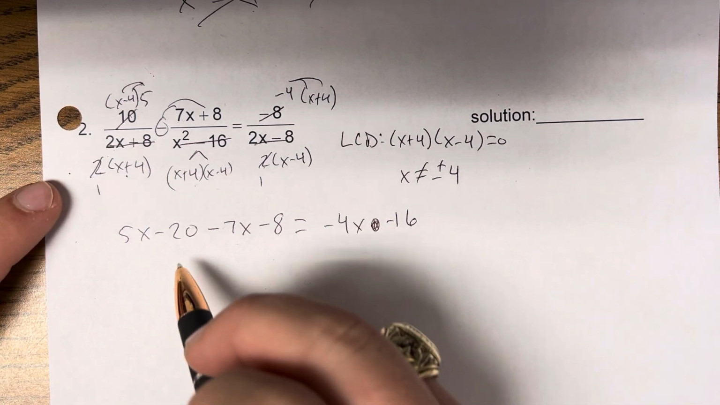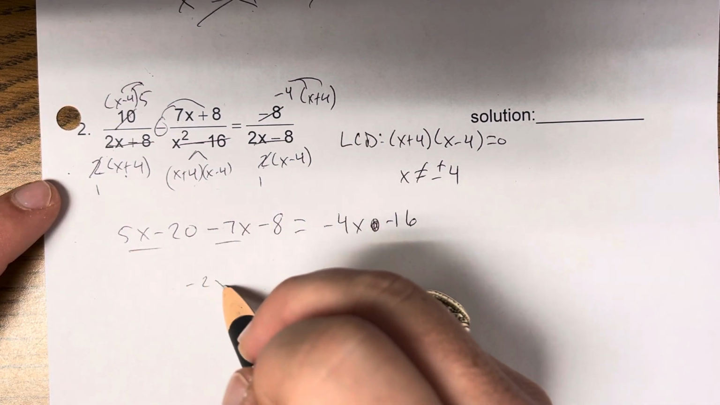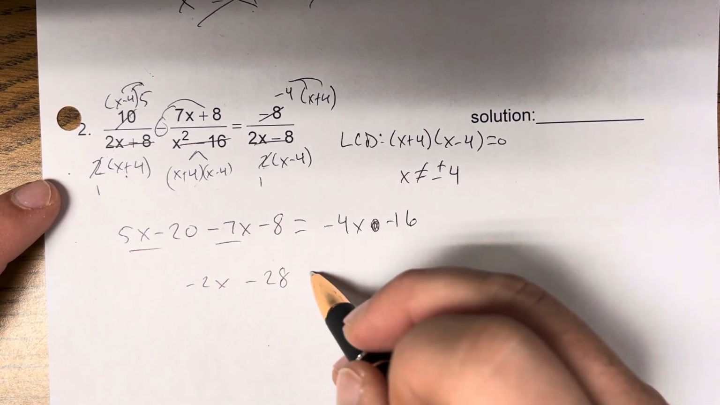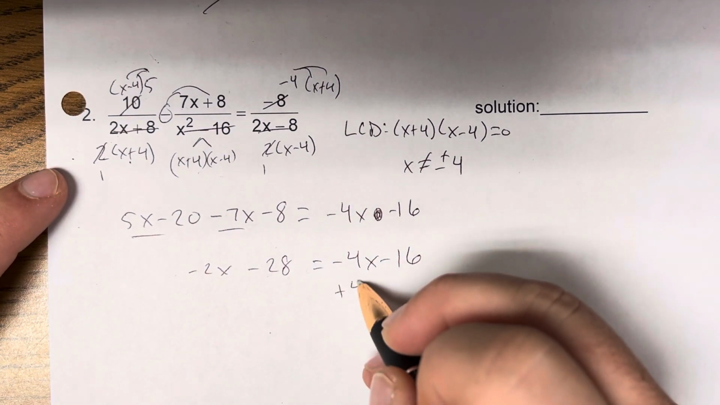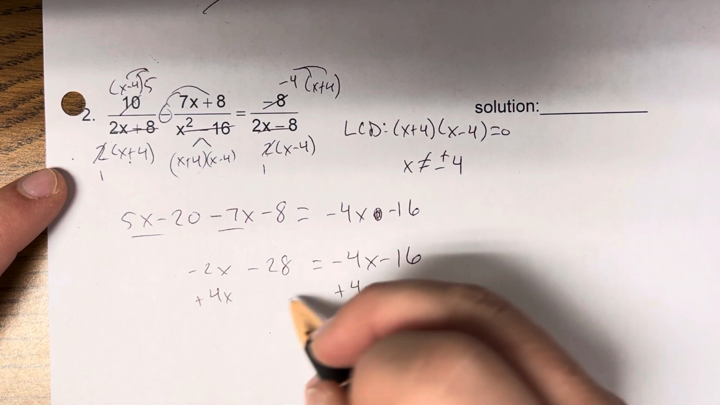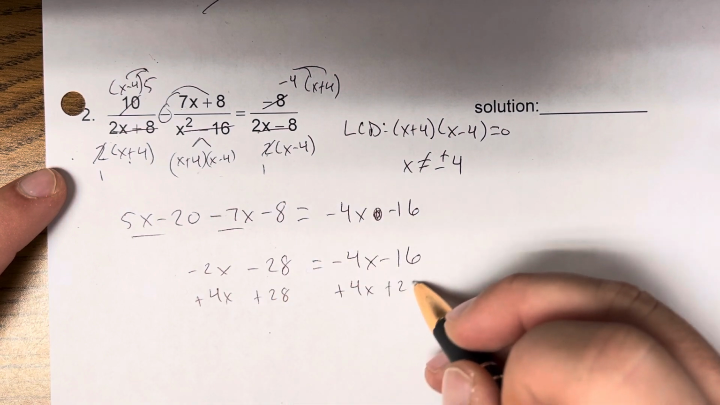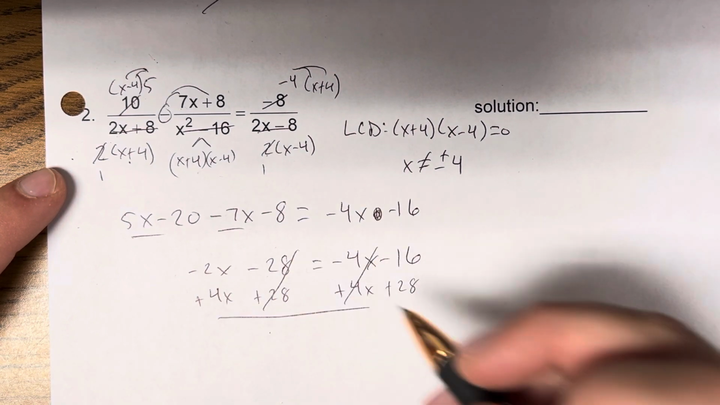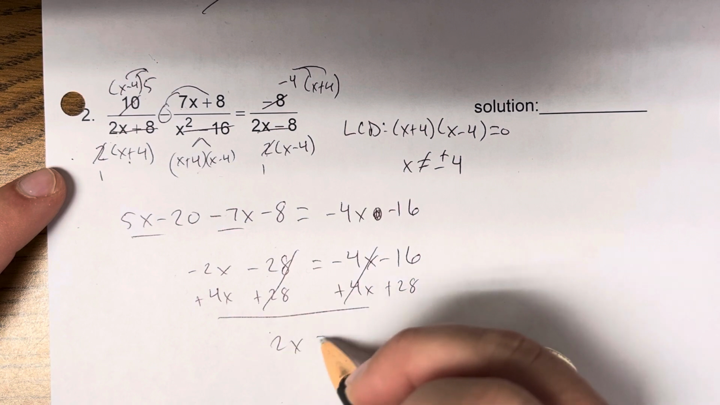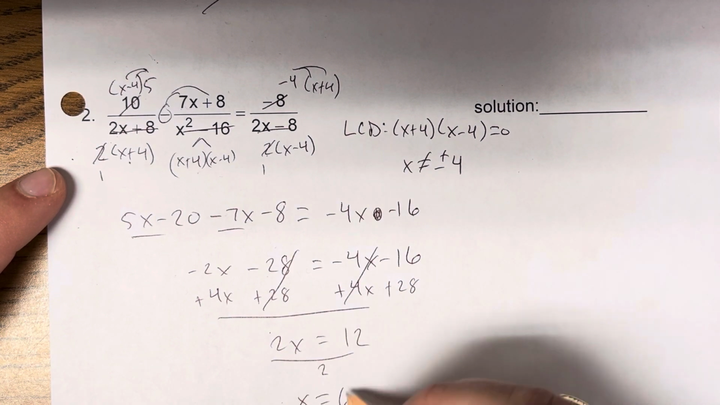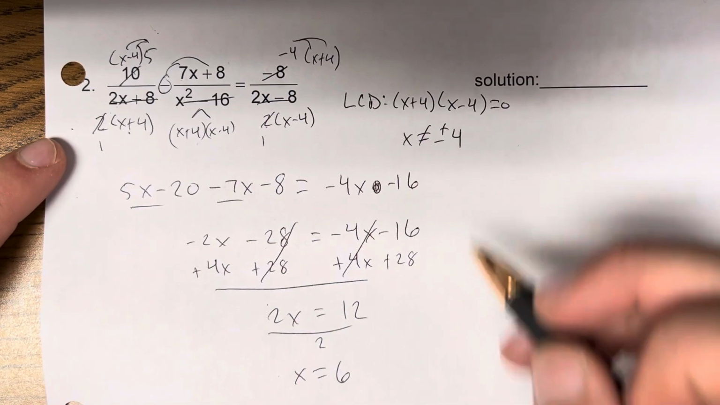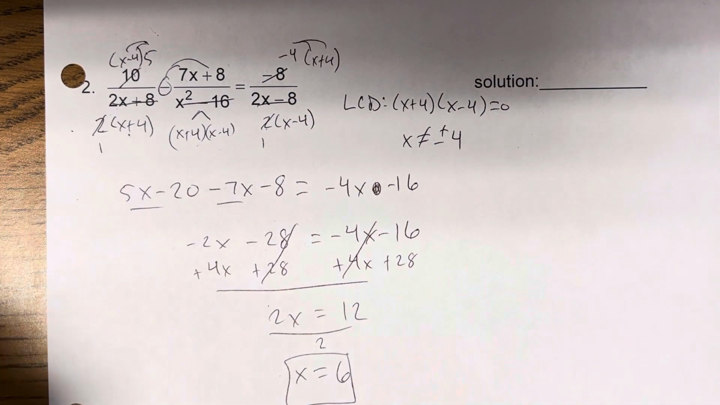I'll go ahead and combine on this side first, and that becomes negative 2x minus 28 is equal to negative 4x minus 16. I'll move my x's over here, and I'll move my 28 over here. And that gets 2x is equal to 12. Divide by 2, x equals 6. That doesn't conflict with 4 or negative 4, so that's my answer.